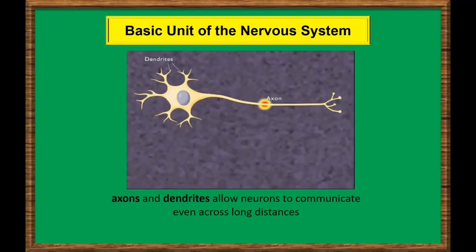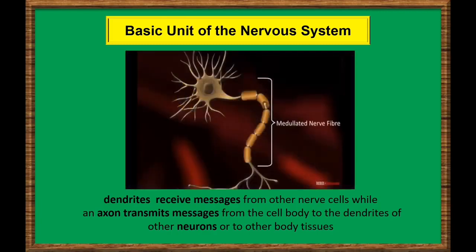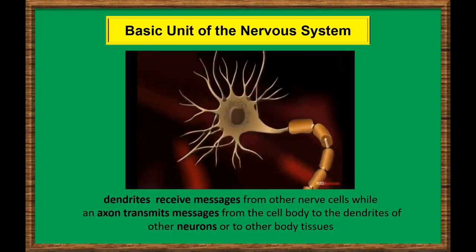Axons and dendrites allow neurons to communicate even across long distances. The difference in the functions of the dendrites and axons is that the dendrites receive messages from other nerve cells, while an axon transmits messages from the cell body to the dendrites of other neurons or to other body tissues.